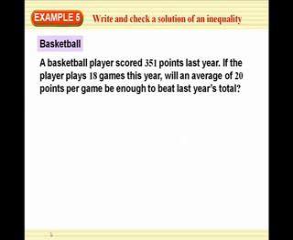Example 5, basketball player. A basketball player scored 351 points last year. If the player plays 18 games this year, will an average of 20 points per game be enough to beat last year's total? Well, if they play 18 games and score 20 points a game, that would just be 20 times 18.